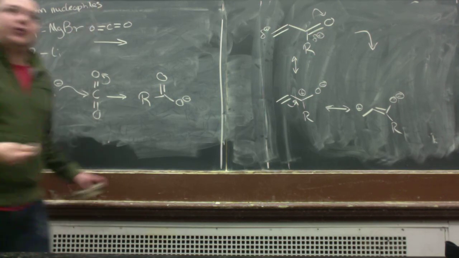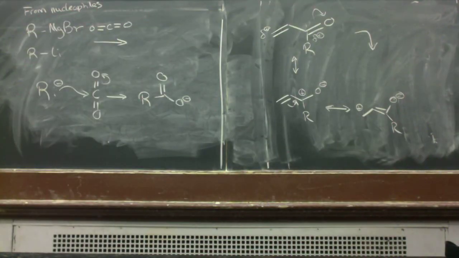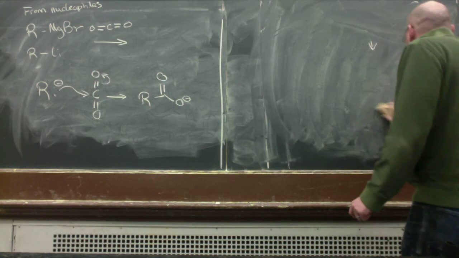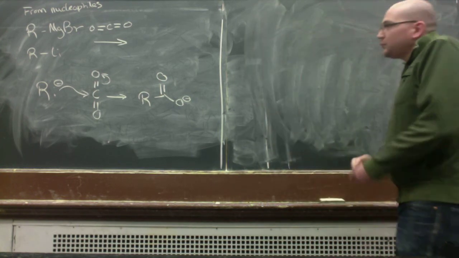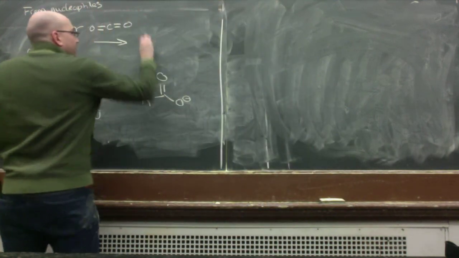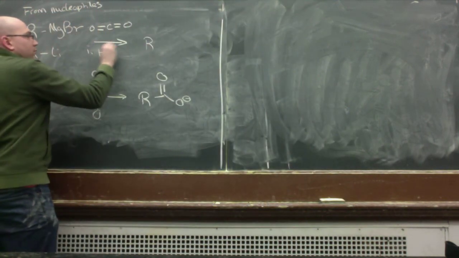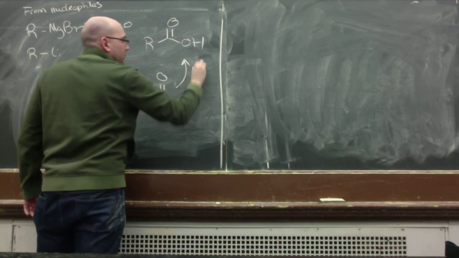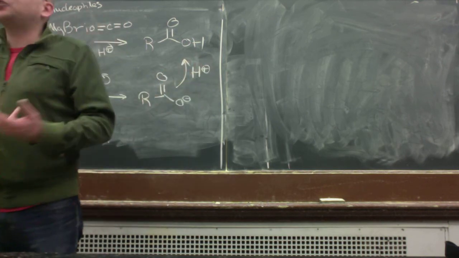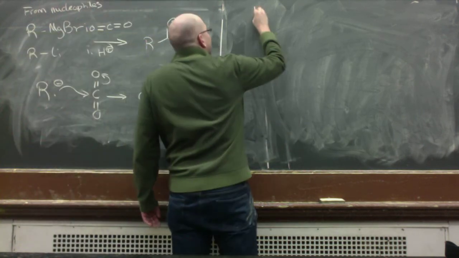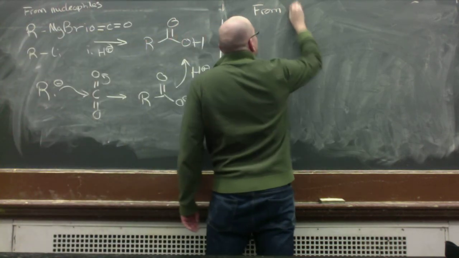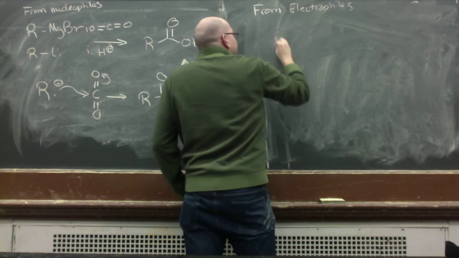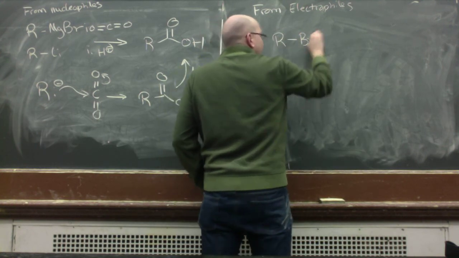We can also do a similar type of reaction, but it's going to take an additional step, but I'll introduce it now. Again, this would be following workup. So this would be from nucleophiles. You can also do it from an electrophile as well. It's going to be a two-step sequence. So from electrophiles, if you have something like an alkyl halide, let's say this is an alkyl bromide, for example.